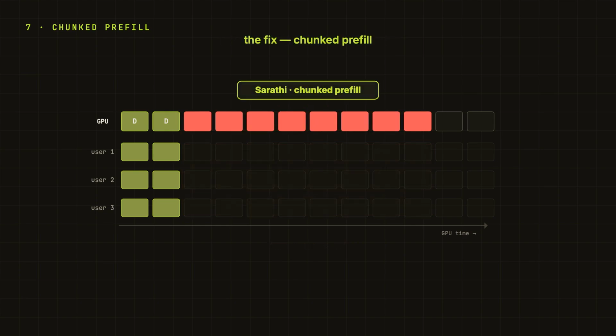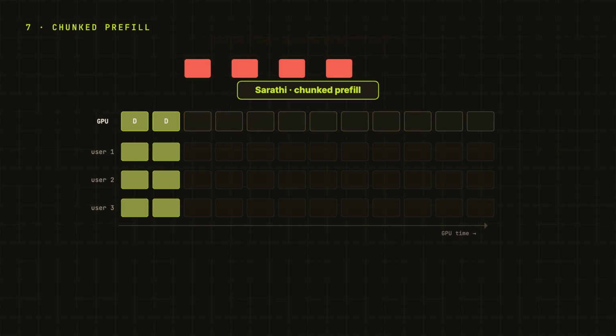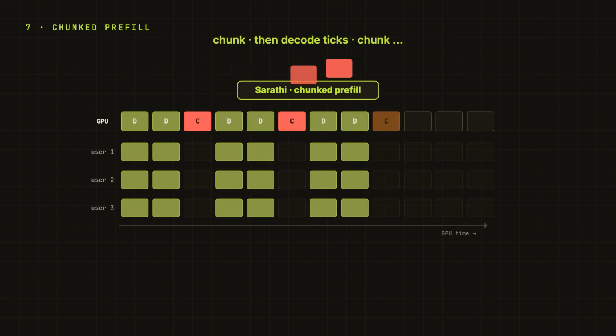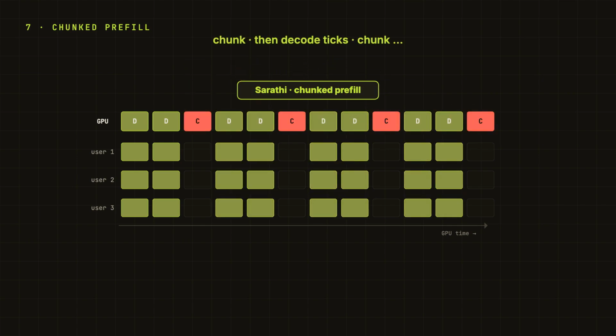So the fix from a system called Sarathi is chunked prefill. Instead of doing the whole 8000 token prompt at once, split it into smaller chunks. Do one chunk of the prompt, then let some decode ticks run for everyone else. Then another chunk, then more decode ticks. So the long prompt still gets read. It just gets read in slices, and it no longer freezes everyone else's stream while it does.